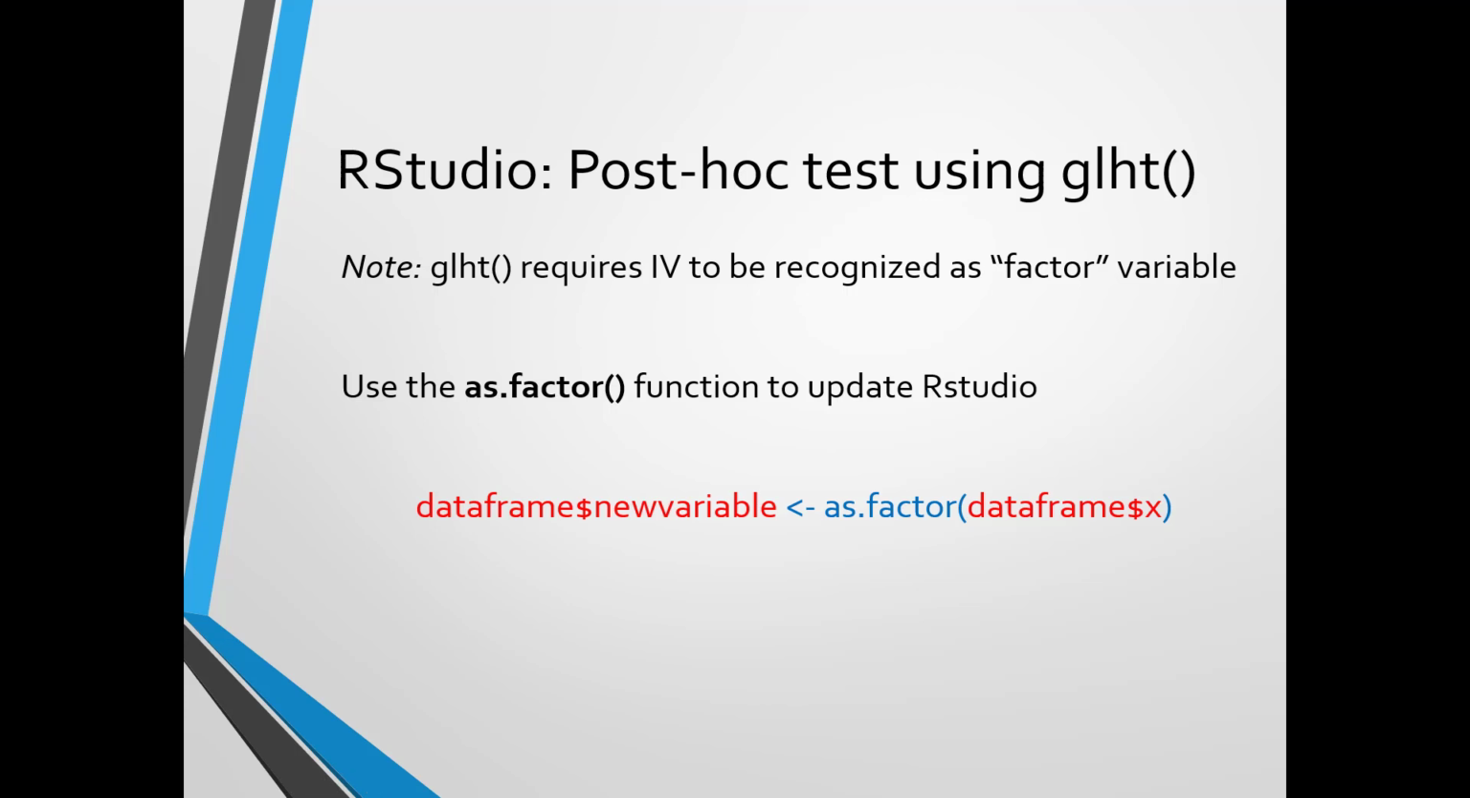Something that's a little tricky about glht, though, is that it requires the independent variable to be recognized as a factor variable. Right now we have condition, but condition is a text variable with 3 values. In order to run the glht function, you want to tell RStudio that your independent variable is a factor. You can do that using the asFactor function. So let's go ahead and begin to follow these steps. I'll see you over at RStudio.